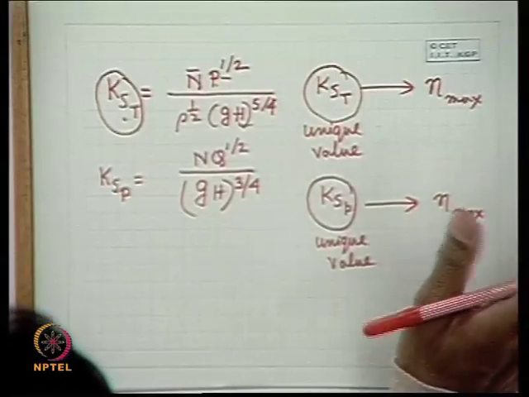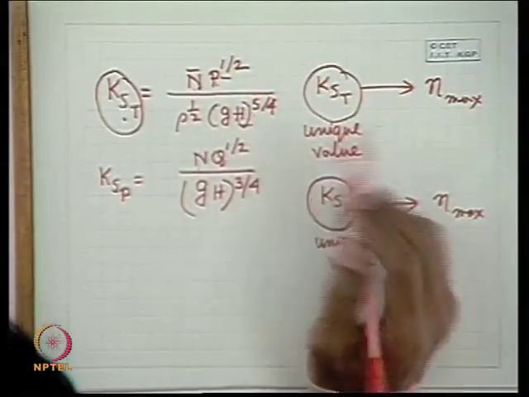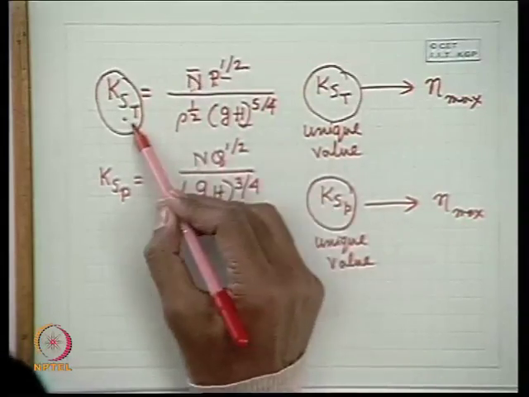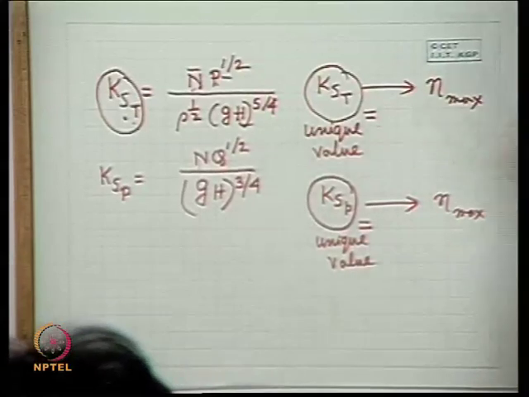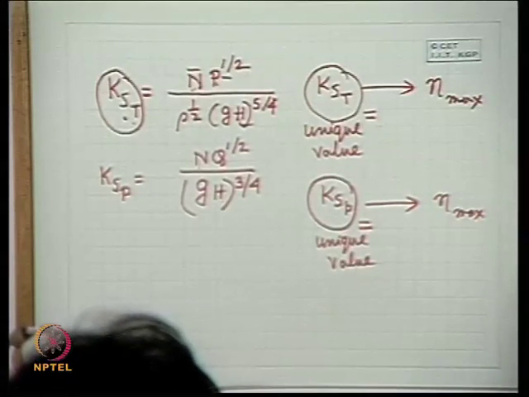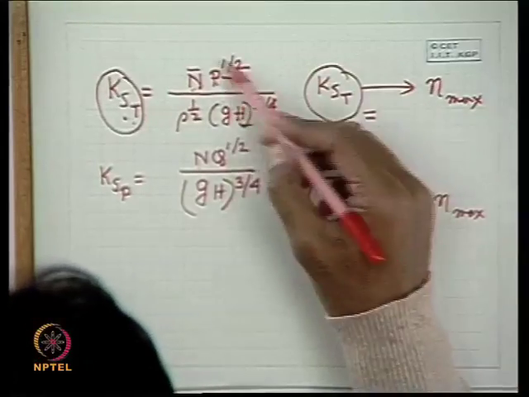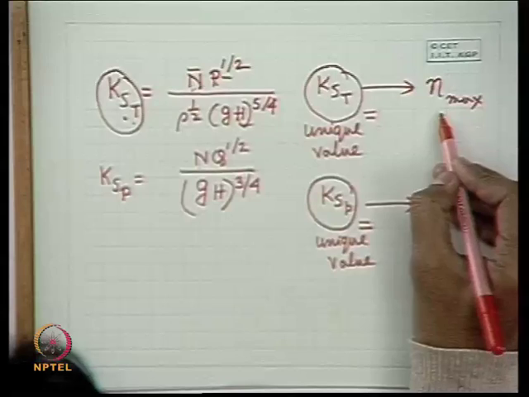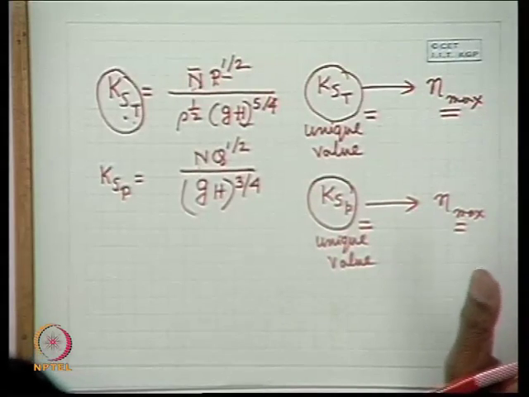For a particular machine, the set N, P, H or N, Q, H, whether it is a turbine or compressor, are not fixed, they can vary, but the combination should yield a fixed value of KST or KSP for all machines of a particular homologous series, so that if we operate at those operating parameters, the machines of that homologous series will be running at maximum efficiency. Now, I give you the actual concept in design.